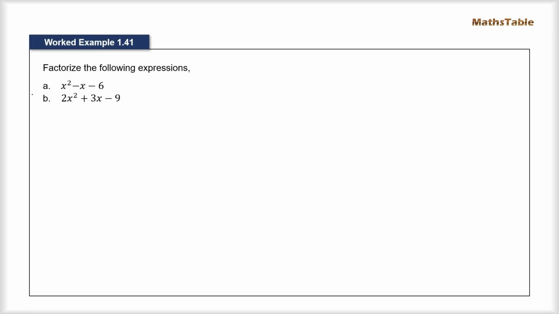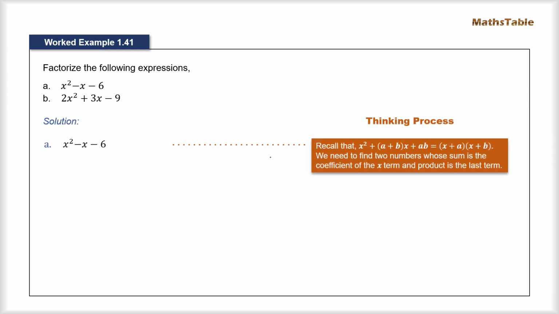Now let's try to use the distributive law in reverse direction in order to factorize this expression x squared minus x minus 6. Based on this rule which we have just discussed, we need to find two numbers whose sum is the coefficient of this middle term, minus x, which is minus 1, and their product is the last term, which is minus 6.